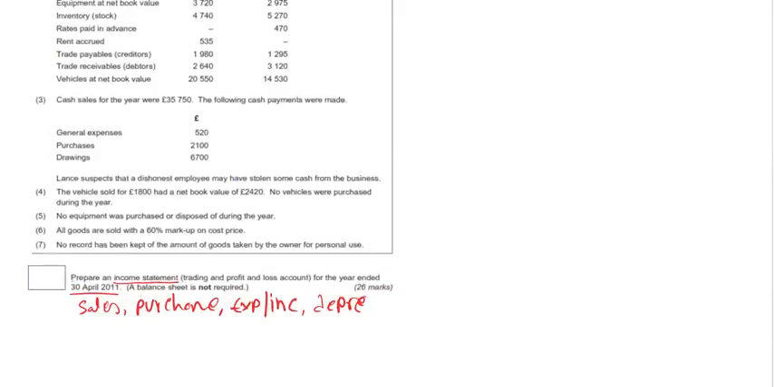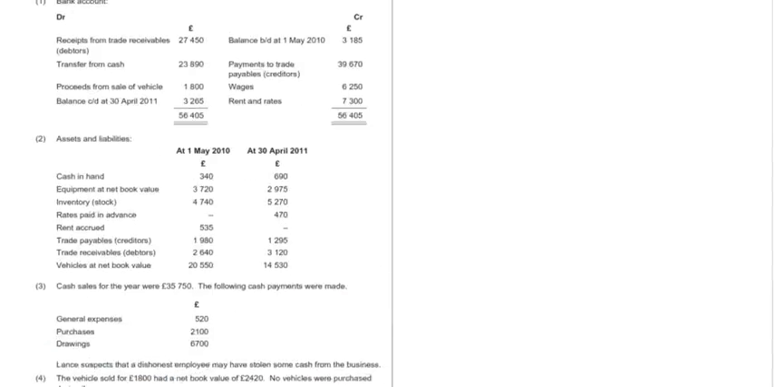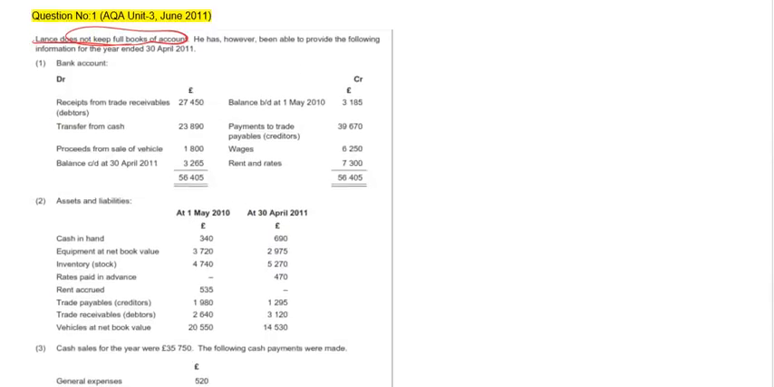Just now let's read those items. What's been given? You've been given the bank statement, the bank account for the year 2011, and it's just a T account. You can draw it like this. It's the credit balance, an overdrawn balance. This balance CD will be balance BD there. So balance BD is good to write down.